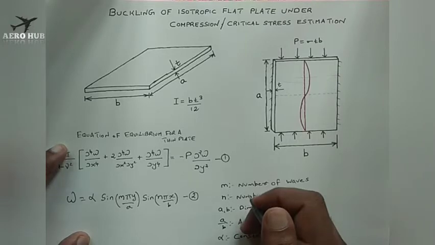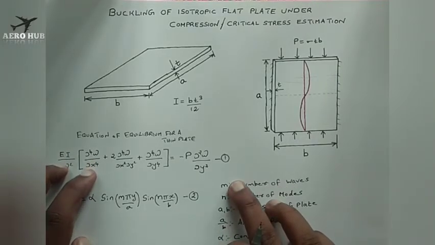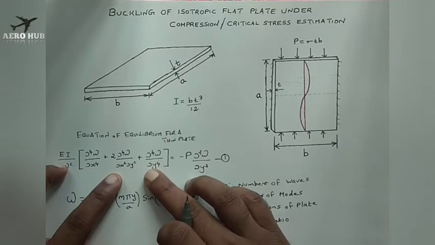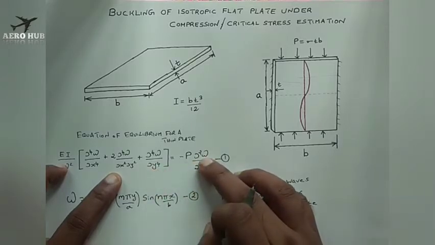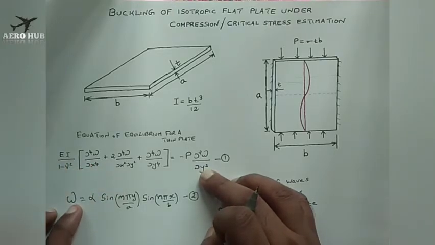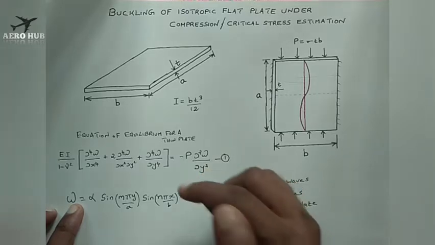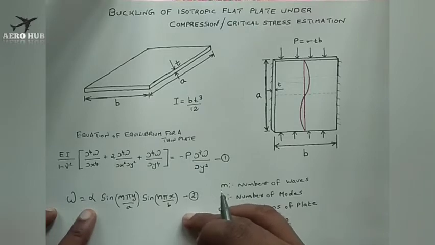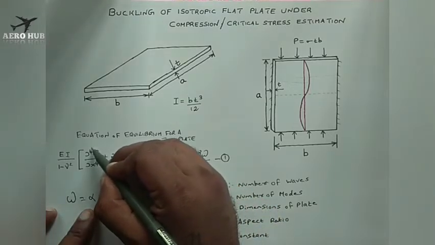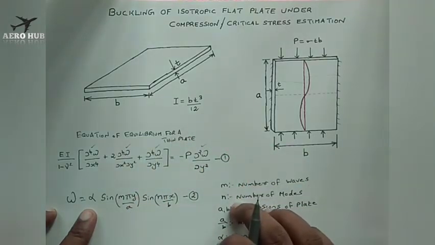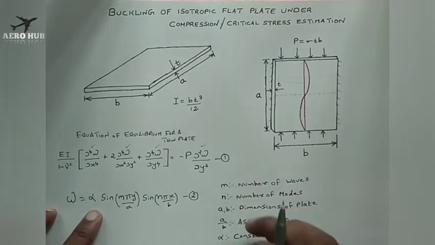Now we have the terms: del power 4 omega by del x power 4, plus del power 4 omega by del x square del y square, plus del power 4 omega by del y power 4, and we have del square omega by del y square. We are partially differentiating omega, so we have to differentiate equation number 2 to obtain the second, third and fourth terms, and then substitute the values in equation number 1.